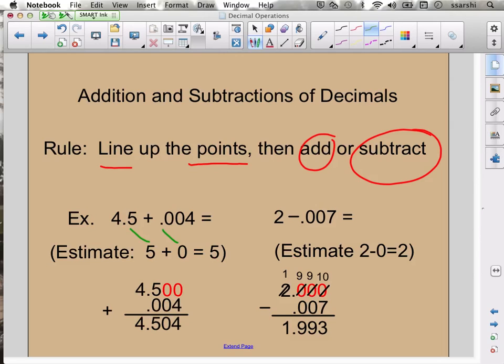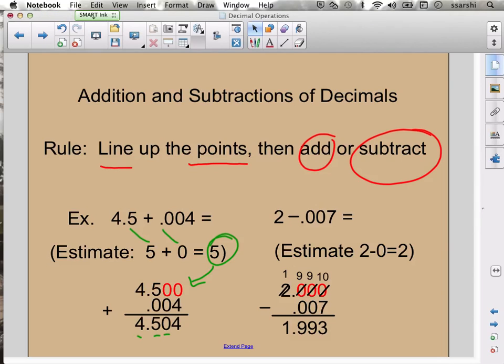When you go to write the problem, because we have 4 thousandths, you line up the points, and then you add the numbers. I insert zeros on top just to make it look nice and neat. And I add 0 plus 4 is 4, 0 and 0 is 0, 5, 4. The answer is 4 and 504 thousandths, and that's close to my estimate of 5.